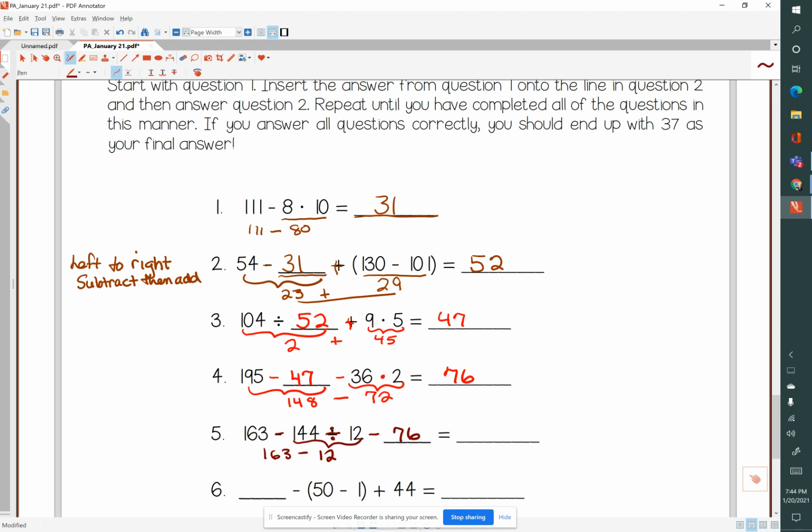I'm just trying to think if I have enough room to write all this. This will be 151, and 151 minus 76 equals 75. And we'll put our 75 on the next line.